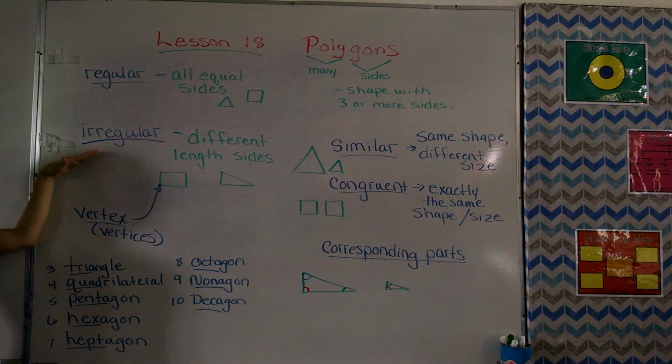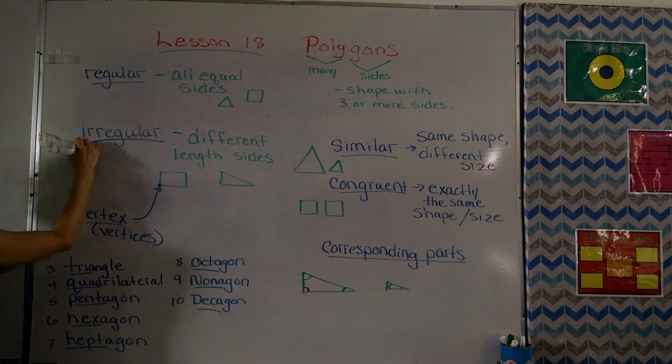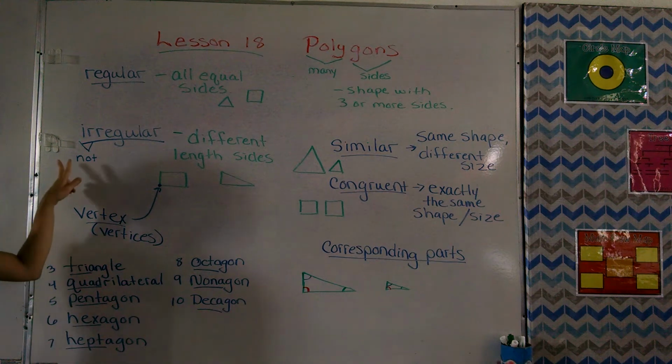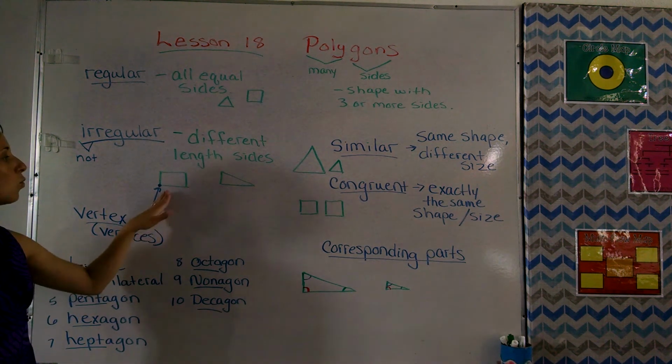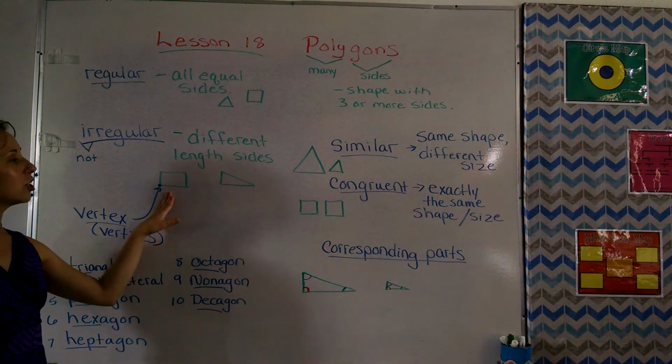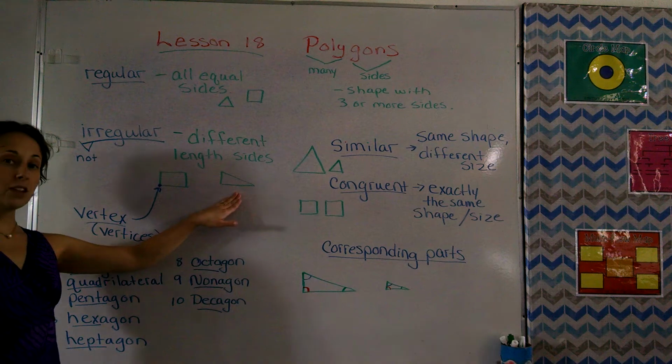An irregular shape isn't a bad shape. It just means that it is ir, which means not regular. So if something is irregular, it has different length sides. A rectangle is an irregular shape. A triangle that looks like this would be an irregular shape.